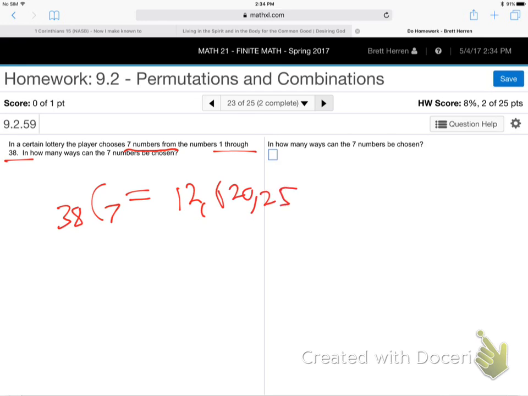12,620,256. That's how they're getting those numbers. When they say the chance of winning this lottery is 1 in 12 million, that's what they're doing. They're doing those calculations. Not likely. You're more likely to get struck by lightning twice on the way to buy the ticket. Have you heard those kinds of stats? It's kind of funny. So there we go.